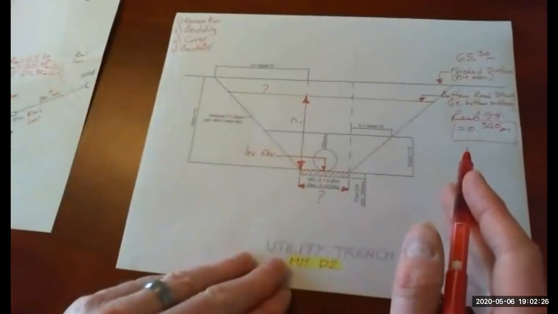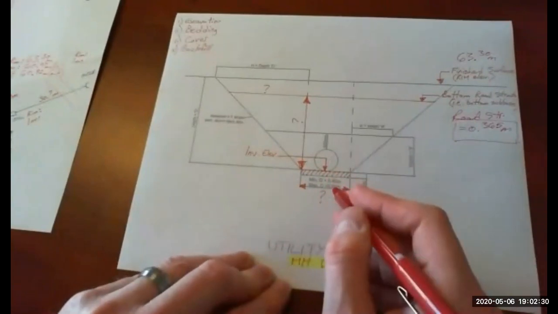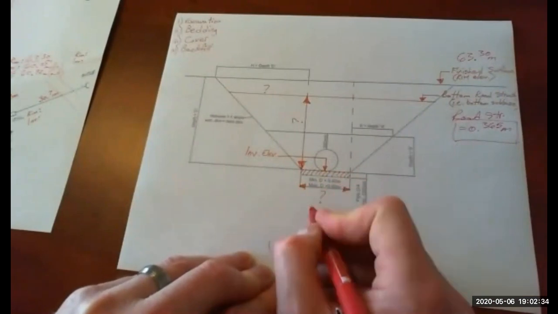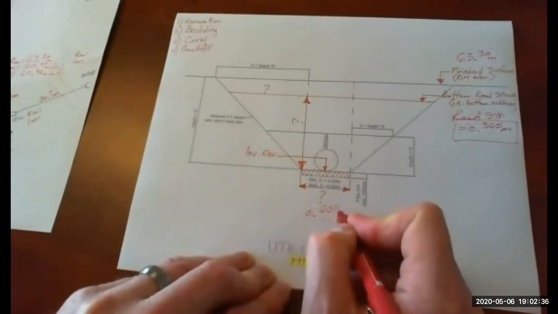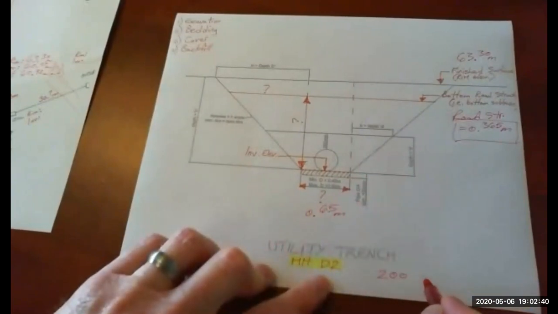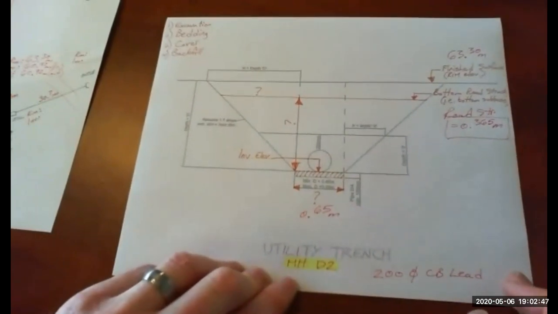So where do we go next here? I guess our width of the CB lead at the manhole, so this dimension here, that doesn't change. We're still 0.65 meters. Because again, we're still looking at the 200 diameter CB lead. We're just looking at it at the manhole now instead of at the catch basin.